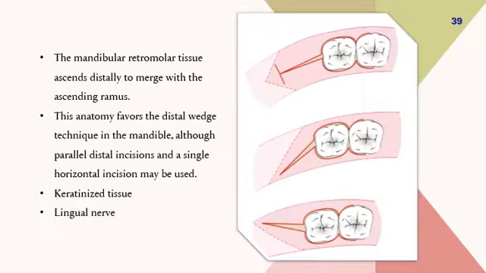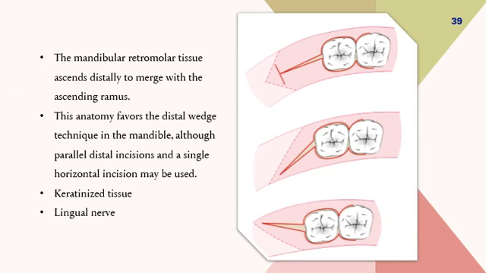The mandibular retromolar tissue ascends distally to merge with the ascending ramus, so the anatomy of the retromolar pad is more compatible with the triangular incision. But you also have to be careful about the lingual nerve and also the keratinized tissue, which can make our incision go more buccal or more lingual.